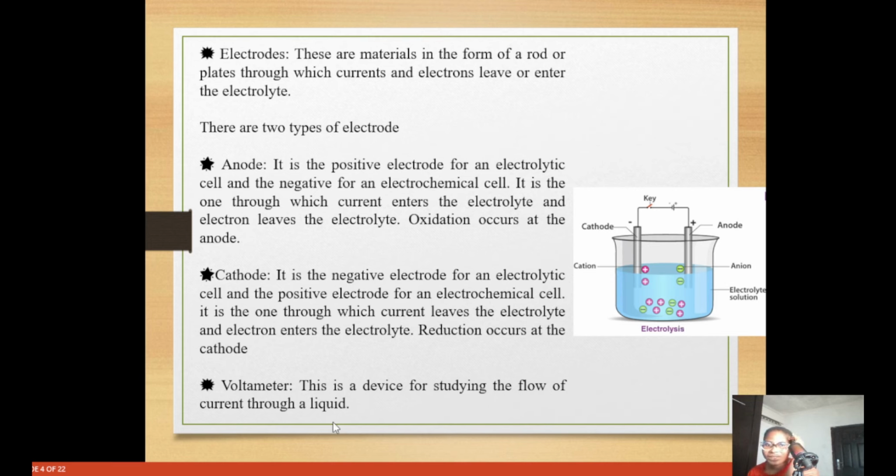And what is a voltmeter? This is a device for studying the flow of current through a liquid. So these are the terms in electrolysis.